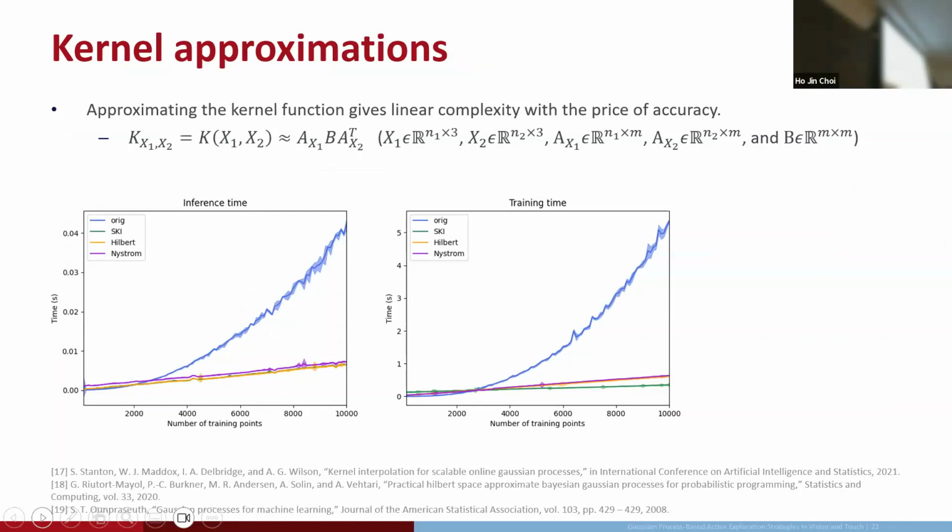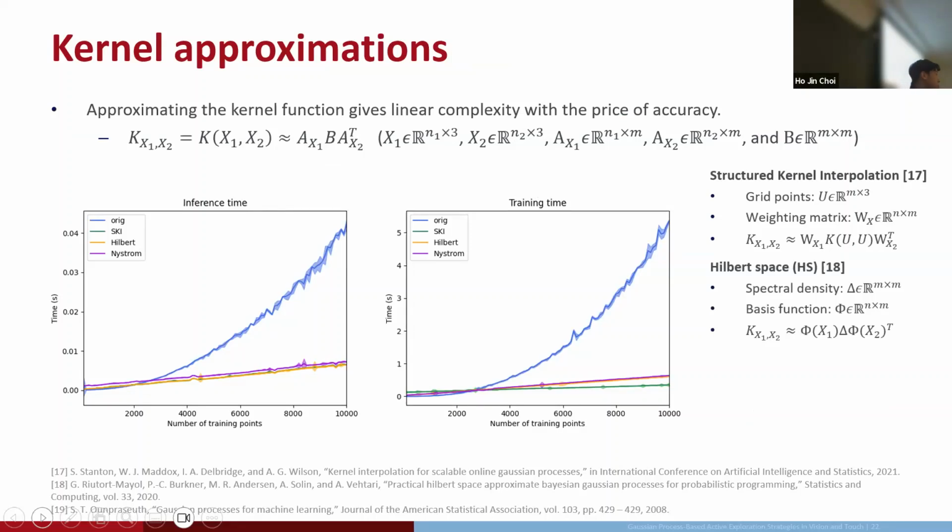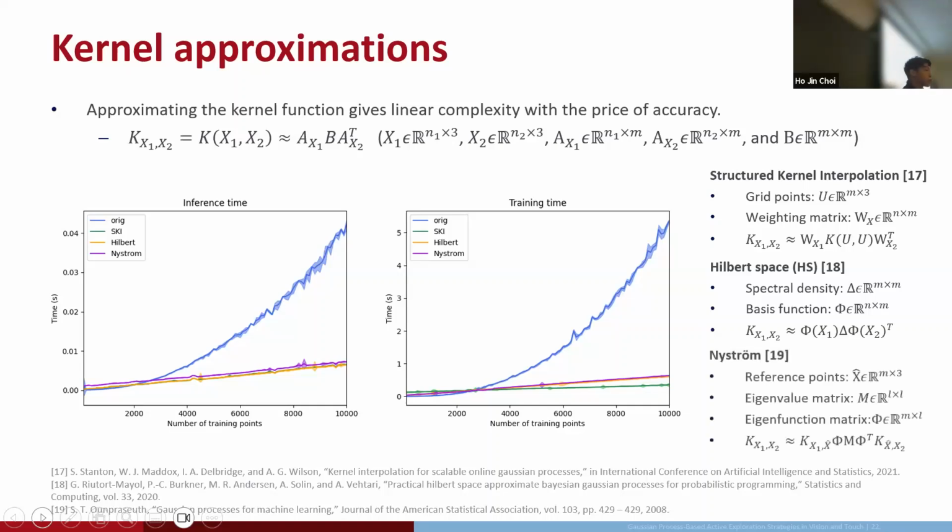Kernel approximation you can think of as a linearization of the kernel. That's the basic formulation of a kernel approximation. We have tested three different kernel approximation methods. First, structured kernel interpolation, which uses grid points and interpolation. Another is a Hilbert space method, which is the spectral decomposition of the kernel function. And the last one is the Nystrom method, which is the low-rank approximation of the kernel function.